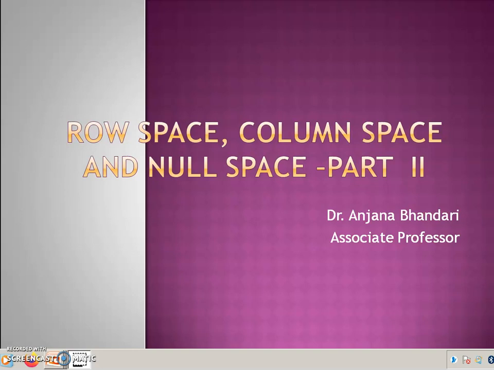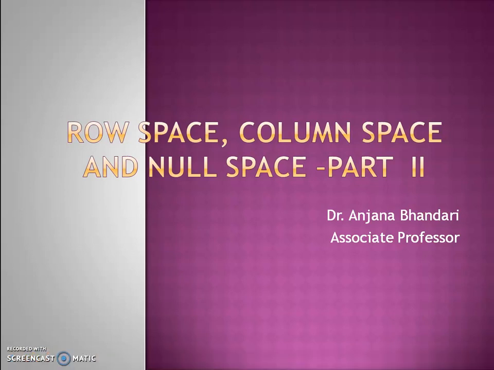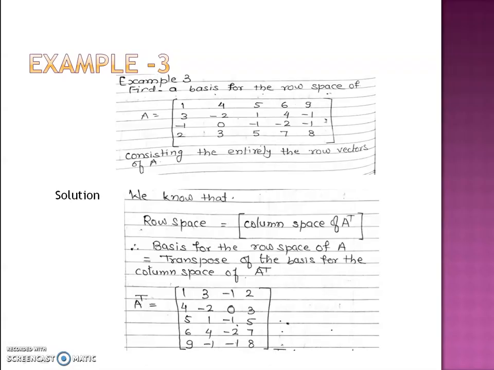Today we are going to learn about row space, column space and null space problems. In the previous lecture we discussed two examples. Now, example 3: Find a basis for the row space of A consisting entirely of the row vectors of A.